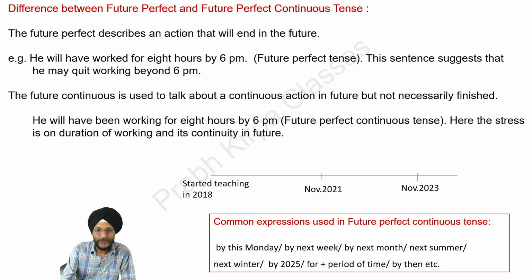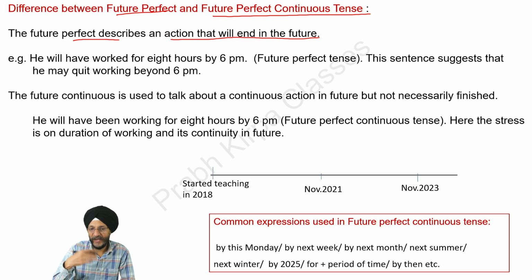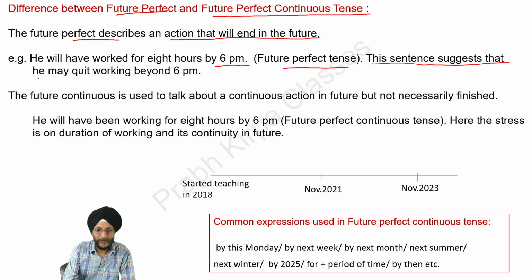Difference between future perfect and future perfect continuous tense. Future perfect describes an action that will end in future. For example, he will have worked for 8 hours by 6 p.m. This is the future perfect tense. This sentence suggests that he may quit working beyond 6 p.m.